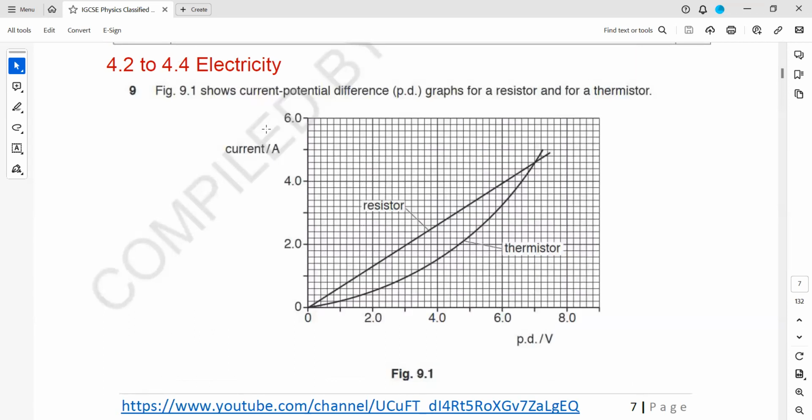Figure 9.1 shows the potential and current for a resistor and a thermistor. What does the slope represent? The slope represents the reciprocal of R. What happened to the resistance of the resistor? Because the slope does not change, the resistance of the resistor is constant. But for the thermistor, the slope is increasing, which means the resistance is decreasing. If it was a filament lamp, the opposite would happen: the slope would decrease.